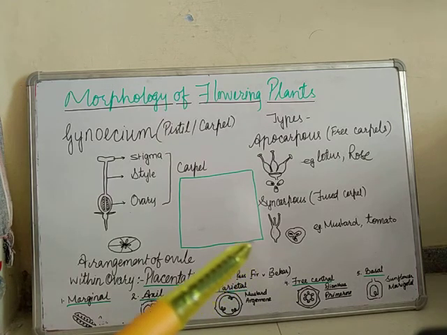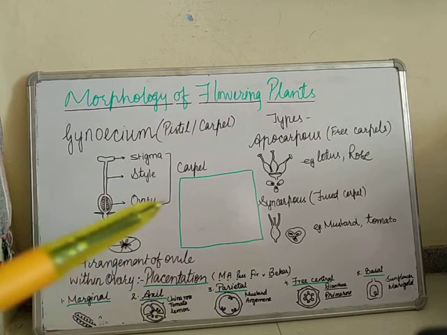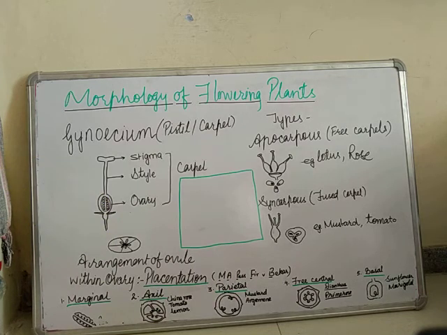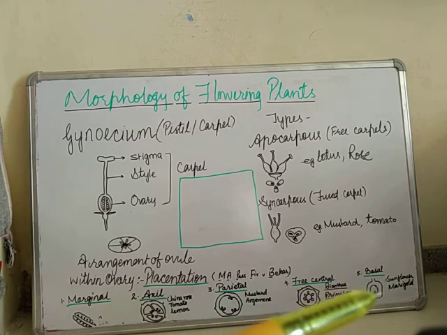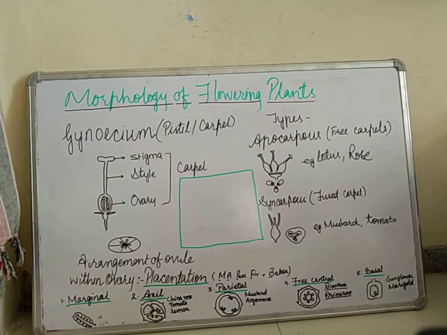And the last one is the basal type of placentation. In basal placentation, the ovule is borne at the base. The placenta develops at the base of the ovary and a single ovule is attached to it, and it is found in sunflower or marigold.